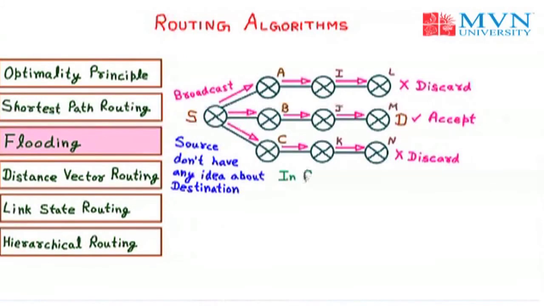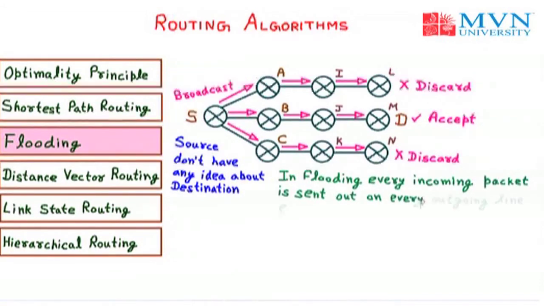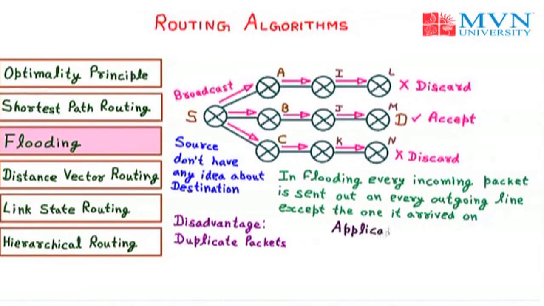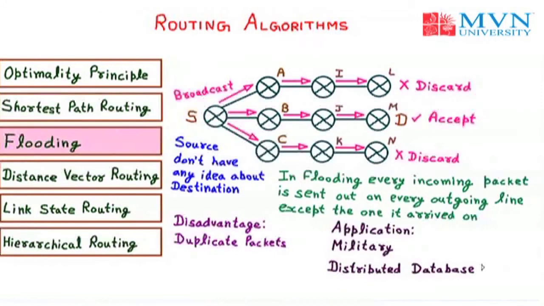So we can see that in flooding, every incoming packet is sent out on every outgoing line except the one it arrived on. But there is a major disadvantage: because it is a broadcast message, we have duplicate data. So the main disadvantage is duplicate packets. The applications of flooding are in two fields, the military and distributed databases. So that is all about flooding.